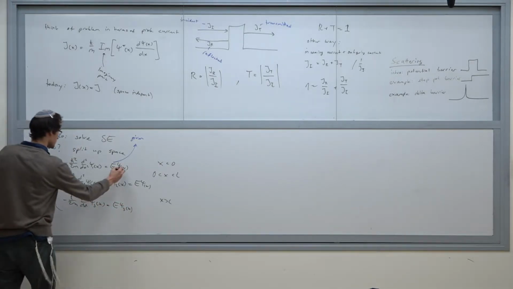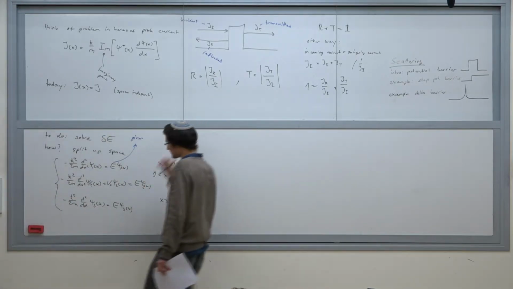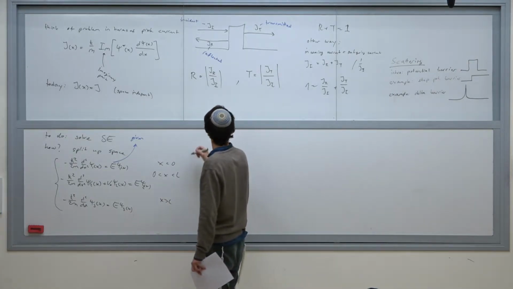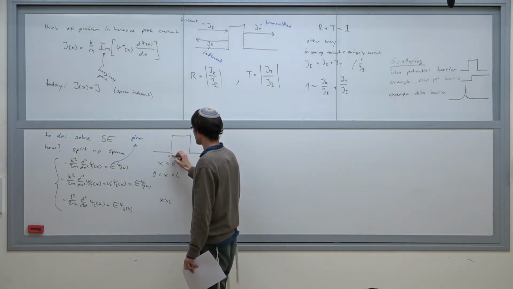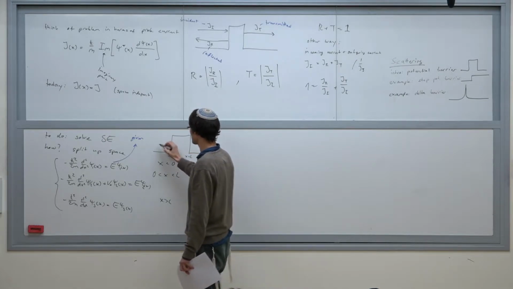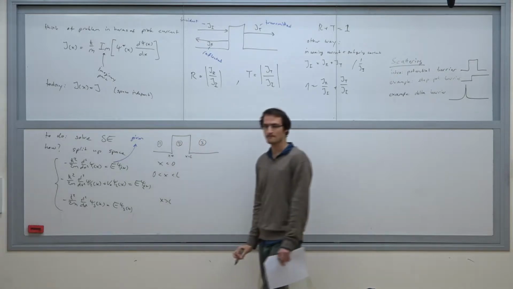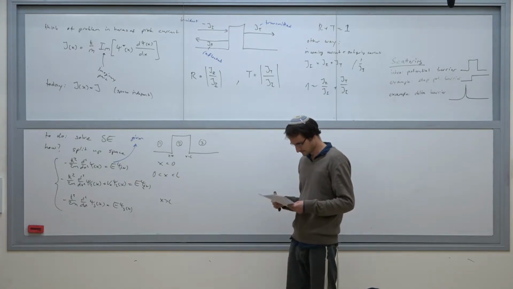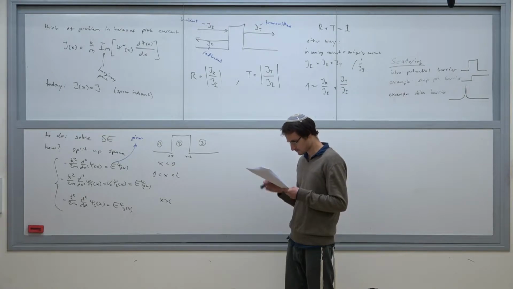I have given these wave functions different names. I call them psi1, psi2, and psi3 in the different regions. So if this is our potential barrier, and here's x equals 0, here's x equals L, I have called this region 1, this region 2, and this region 3. Remember to always do this. This is how you start the problem. This is how you start solving a problem.